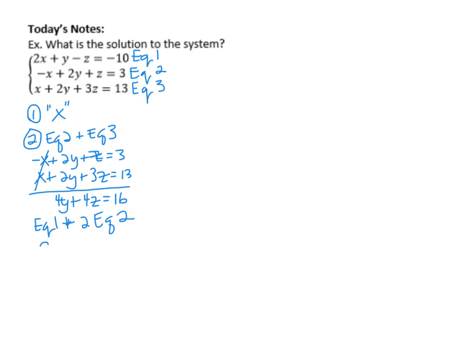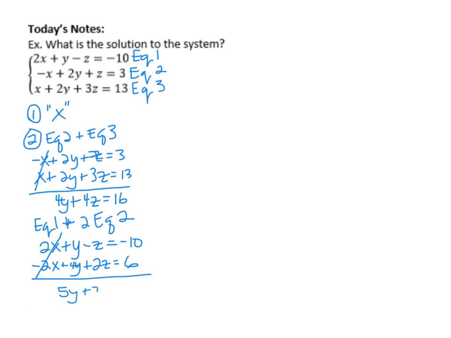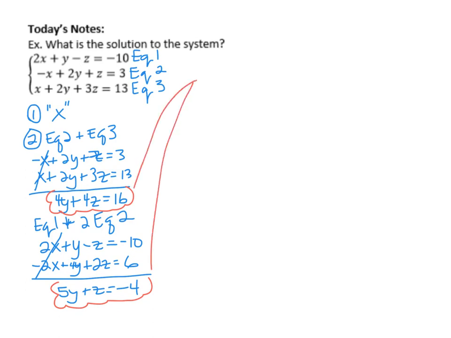Equation 1, 2x plus y minus z is equal to negative 10. And if I double that second equation, we get negative 2x plus 4y plus 2z is equal to 6. Combine your columns, the x is eliminated again. It has to be the same variable. And we end up with 5y plus 1z is equal to negative 4. That's step 2. So notice our answers both have y and z in them. That will help bring us up to step 3.